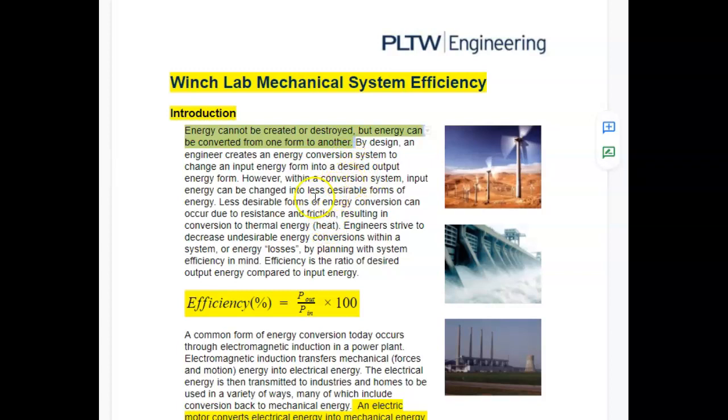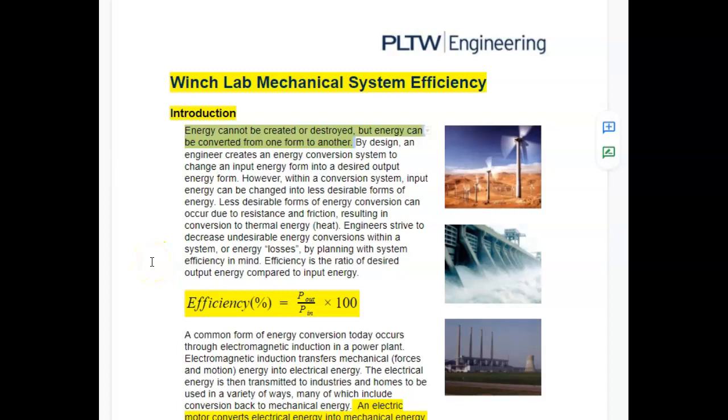By design, an engineer creates an energy conversion system to change an input energy form into a desired output energy form. However, within a conversion system, input energy can be changed into less desirable forms of energy. Less desirable forms of energy conversion can occur due to resistance and friction, resulting in conversion to thermal energy, heat. Engineers strive to decrease undesirable energy conversions within a system, or energy losses, by planning with system efficiency in mind.